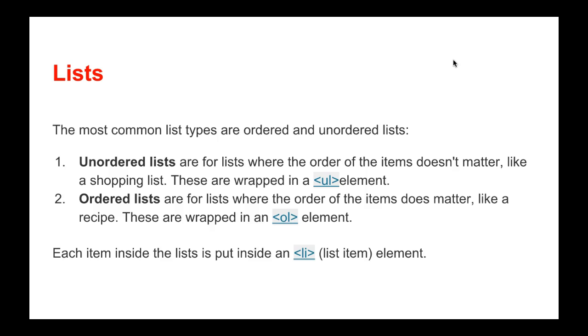List. The most common list types are ordered and unordered lists. Unordered lists are for lists where the order of the items doesn't matter, like a shopping list. These are wrapped in a UL element. Ordered lists are for lists where the order of the items does matter, like a recipe. These are wrapped in an OL element. Each item inside the list is put inside an LI list item element.